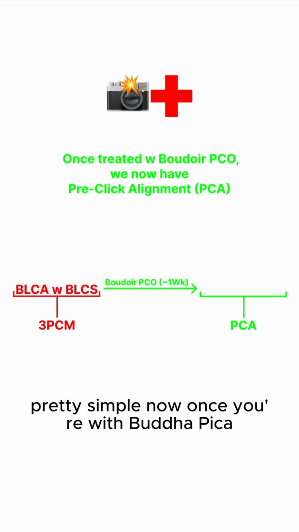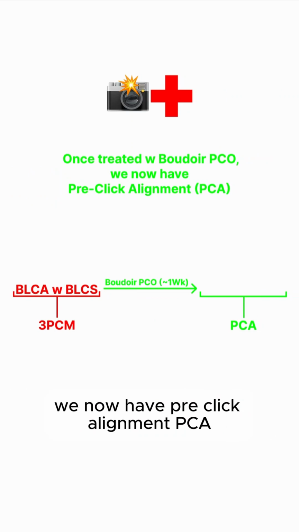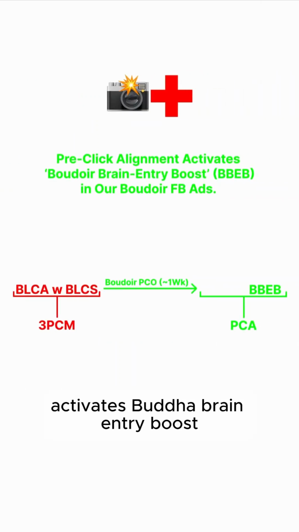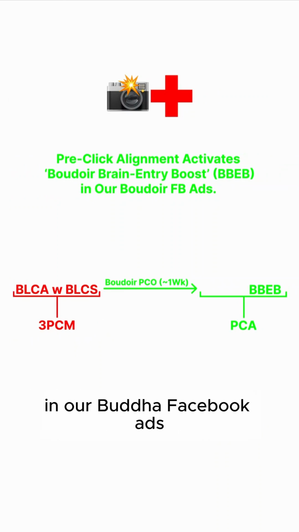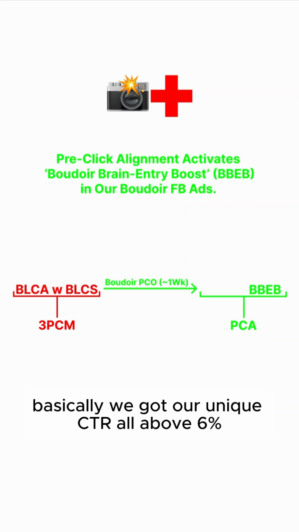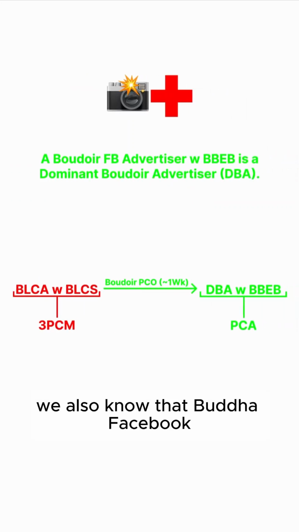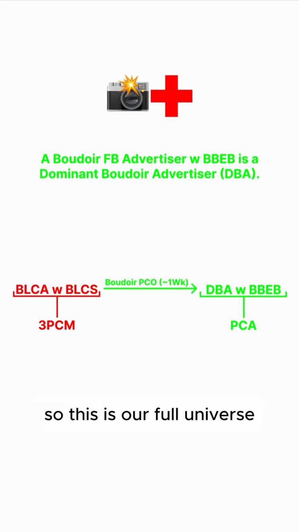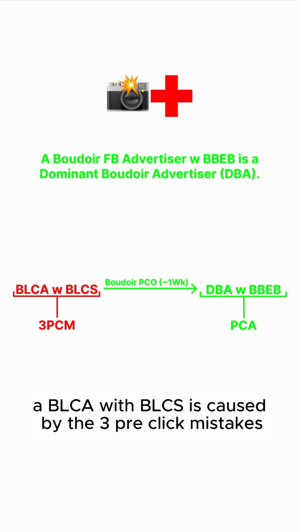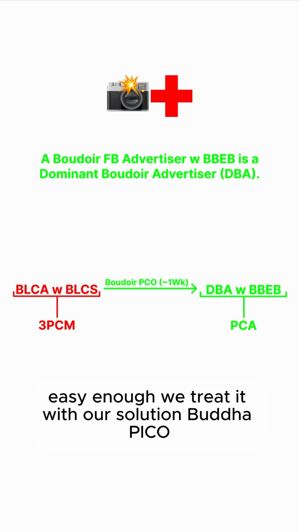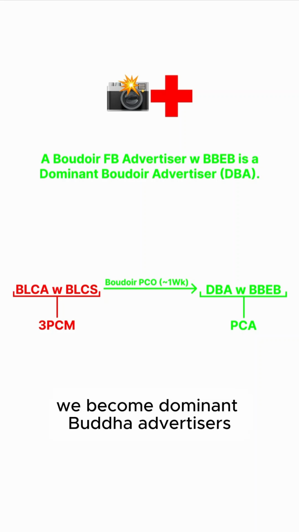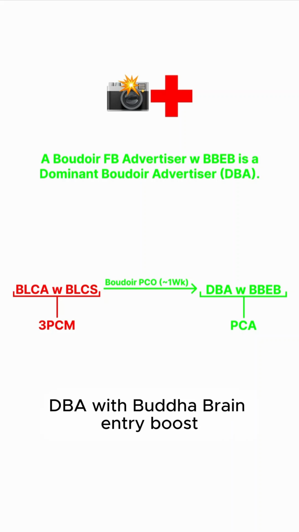Pretty simple. Now, once you're done with Boudoir Pico, we now have pre-click alignment, PCA. So we get rid of the 3 pre-click mistakes, we achieve pre-click alignment. And pre-click alignment activates Boudoir brain entry boost in our Boudoir Facebook ads. Basically, we got our unique CTR all above 6%. We also know that a Boudoir Facebook advertiser with Boudoir brain entry boost is a dominant Boudoir advertiser, a DBA. So this is our full universe. A BLCA with BLCS is caused by the 3 pre-click mistakes. Easy enough. We treat it with our solution, Boudoir Pico, takes about a week. We achieve PCA, the pre-click alignment, and we become dominant Boudoir advertisers, DBA, with Boudoir brain entry boost.